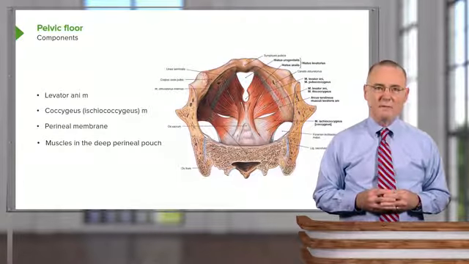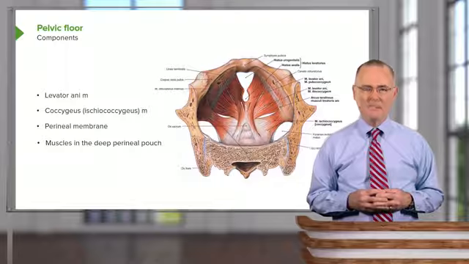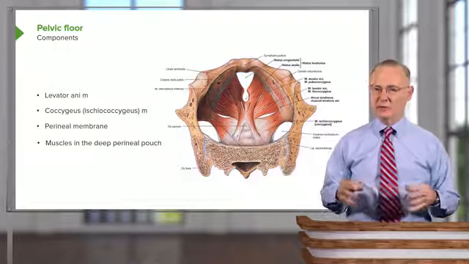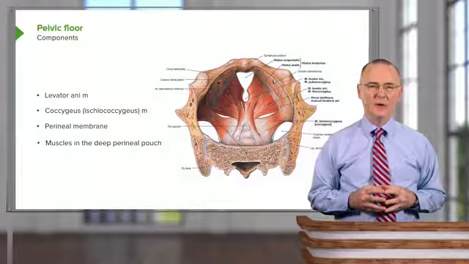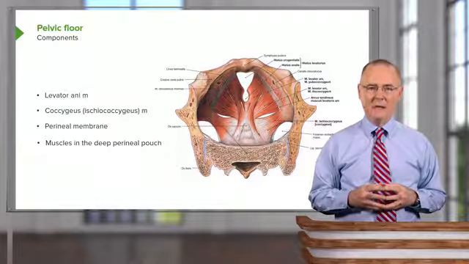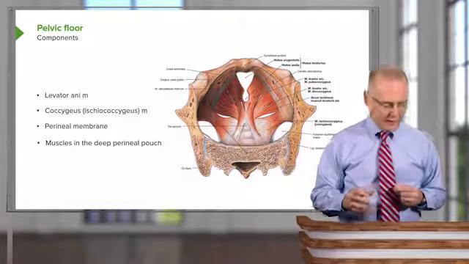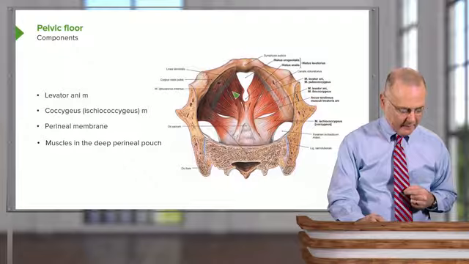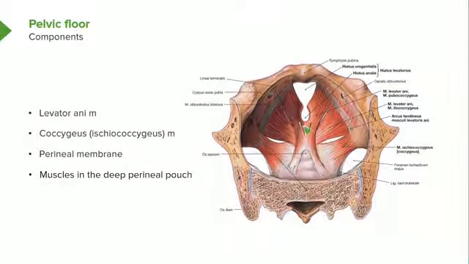The various components that form the floor would be the levator ani muscle, the coccygeus muscle, sometimes referred to as the ischio-coccygeus. We have the perineal membrane, and we have muscles that occupy the deep perineal pouch. We do see the levator ani in this view, and we also see the coccygeus muscle in this view, but the perineal membrane and the deep perineal pouch will lie just inferior to the muscles that are forming the pelvic floor. So we'll have an opportunity to view them in greater detail.